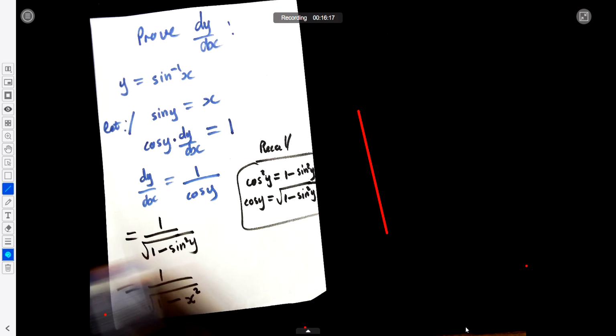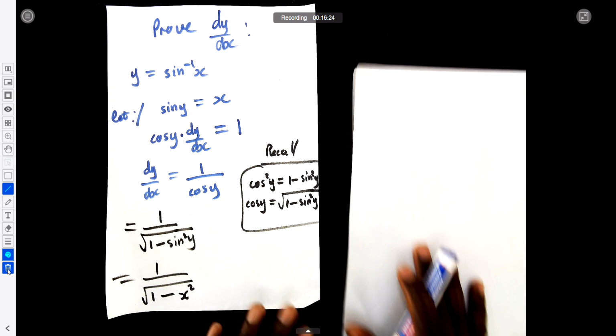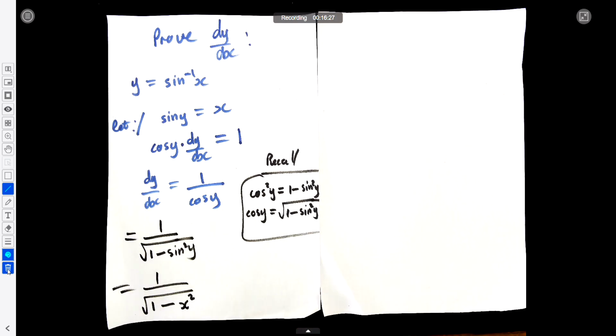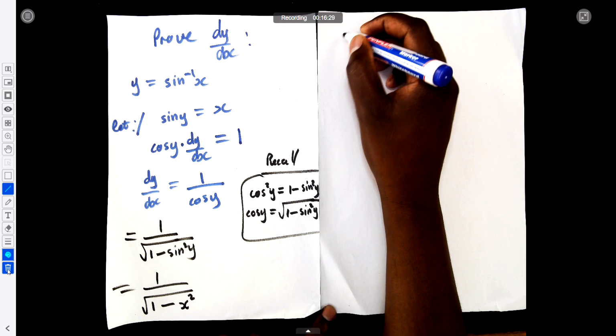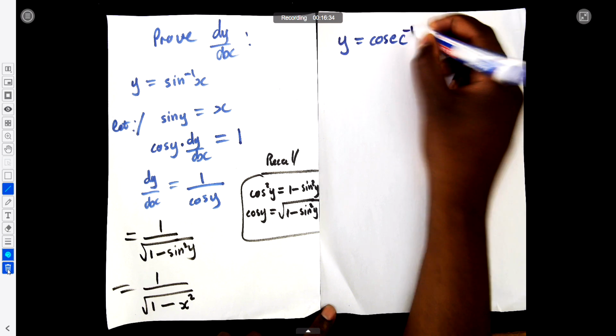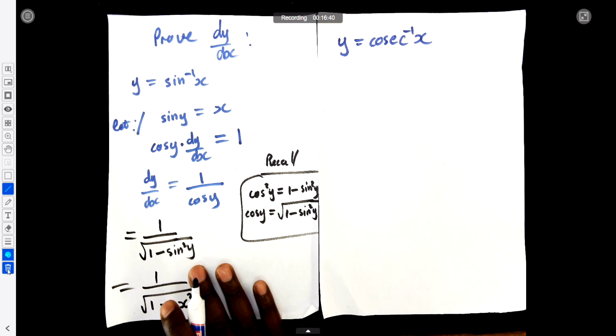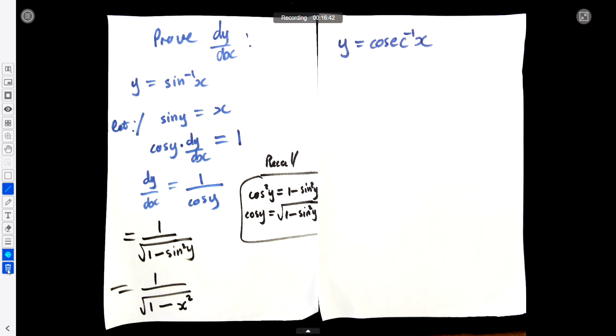Okay, I just want to close with one last one. The other one you prove at home. Let's say we want to prove the derivative of arc cosec, not cosec. So for the derivative of arc cosec, we know that at the end we must have negative 1 over x times the square root of x squared minus 1.